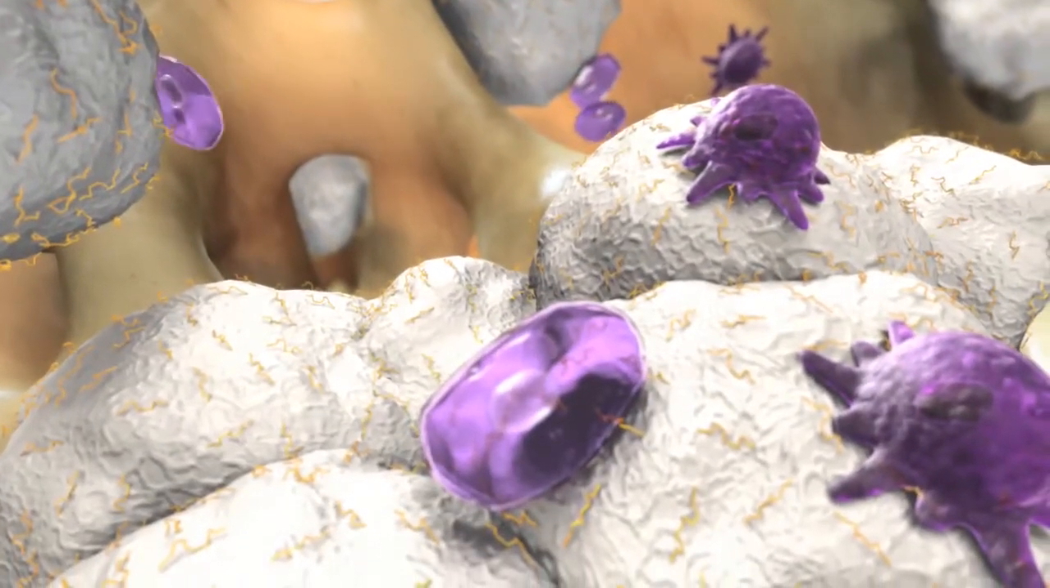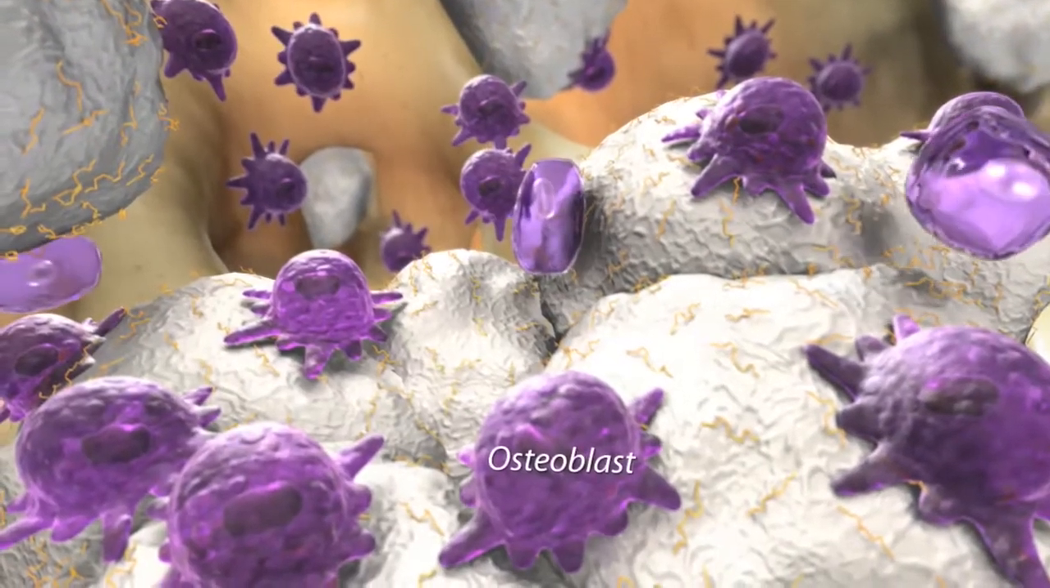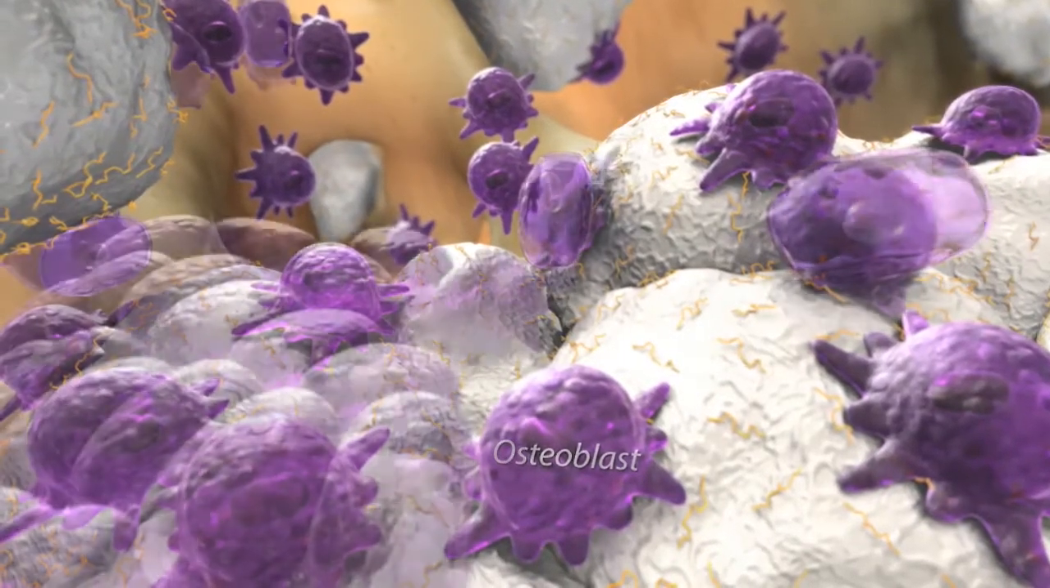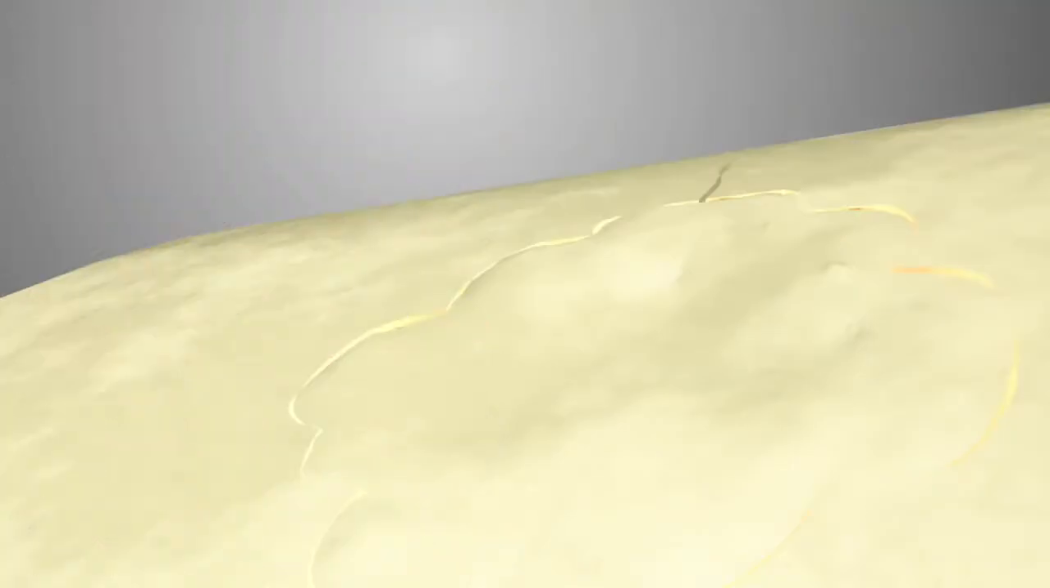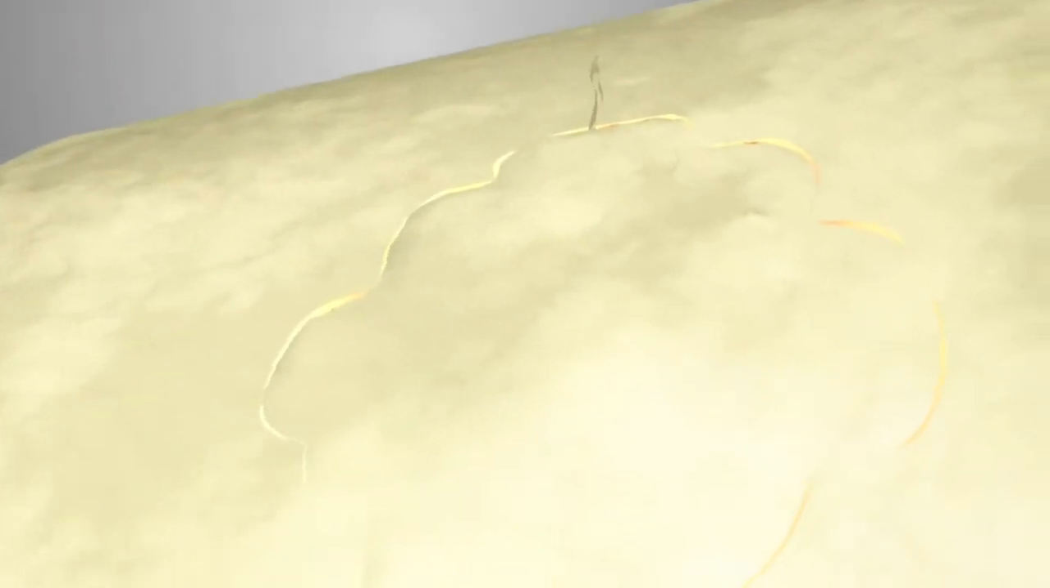The normal cascade of events leading to new bone formation is initiated. Natural bone healing occurs, leading to fusion.